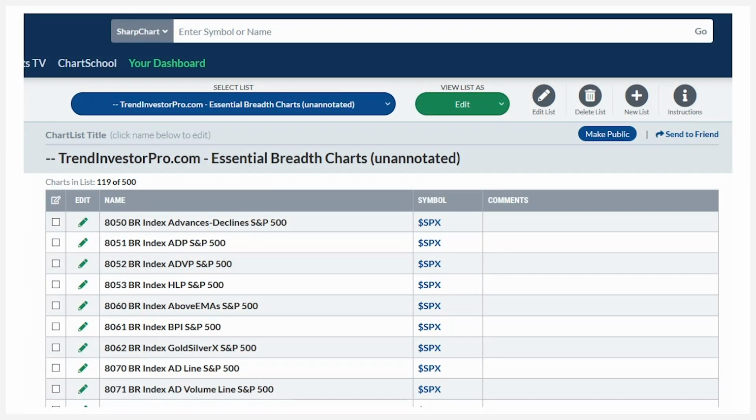So where can you get great breadth charts like this to help you with broad market timing and sector timing?